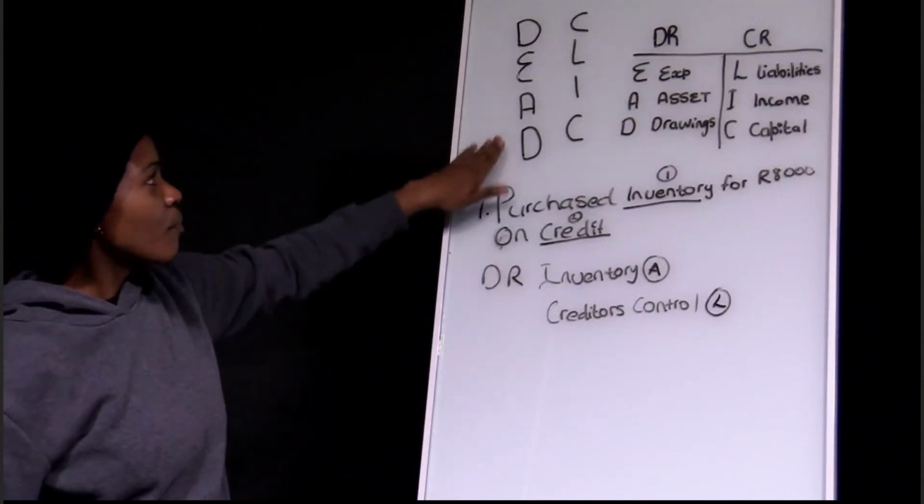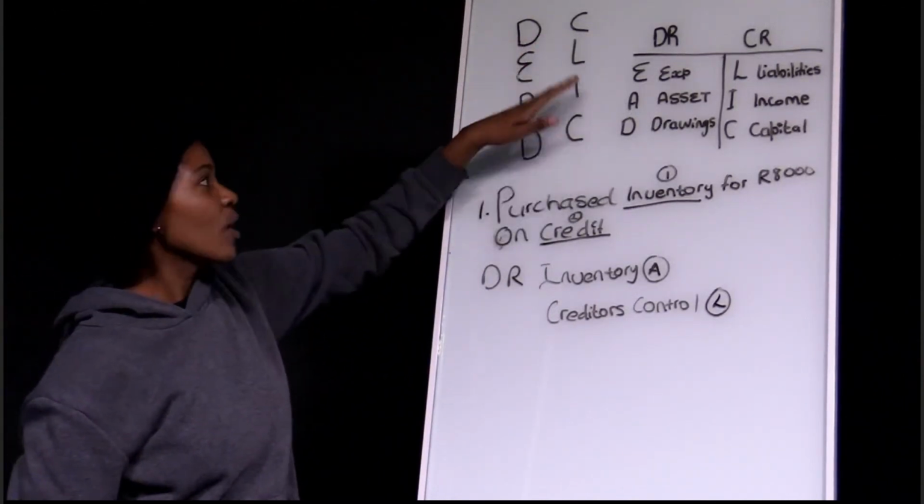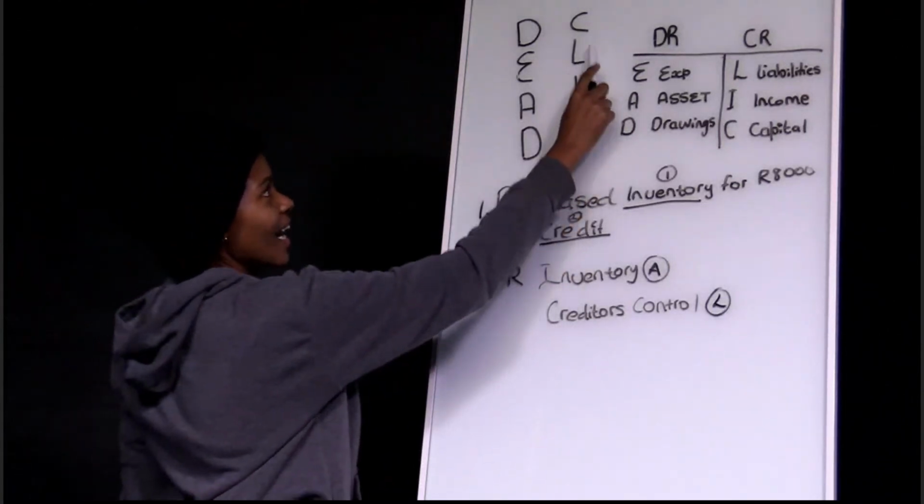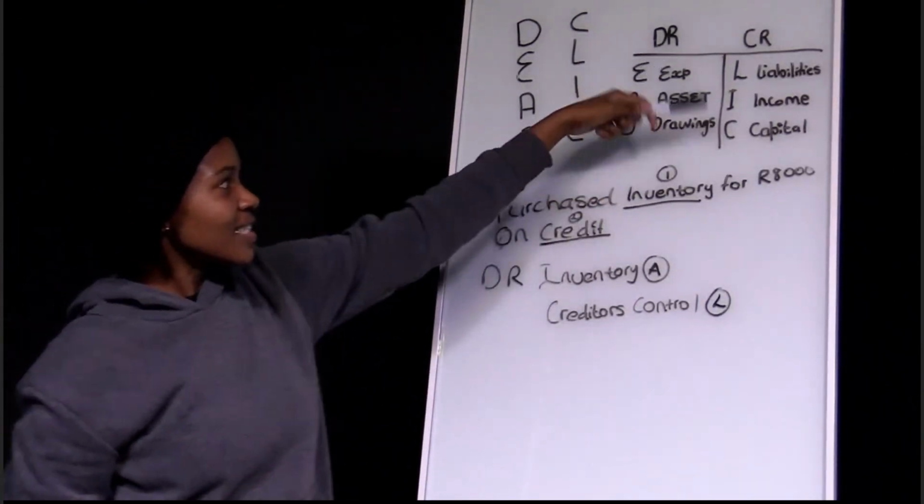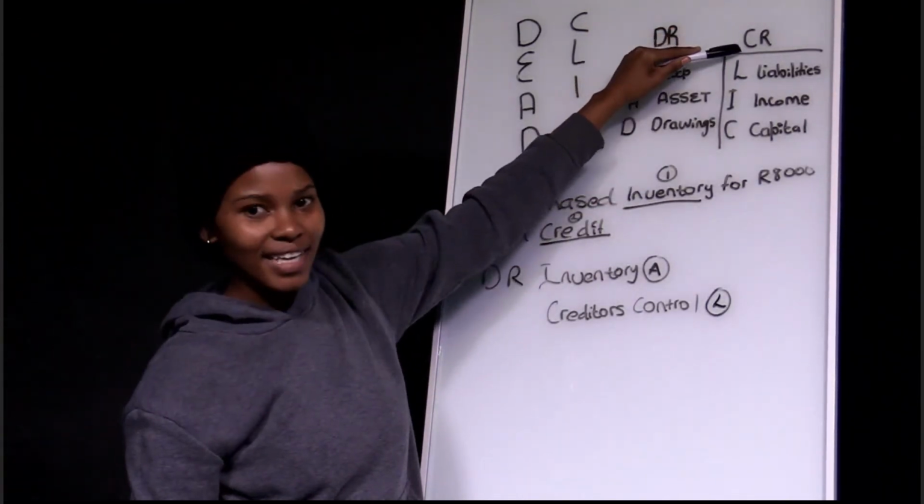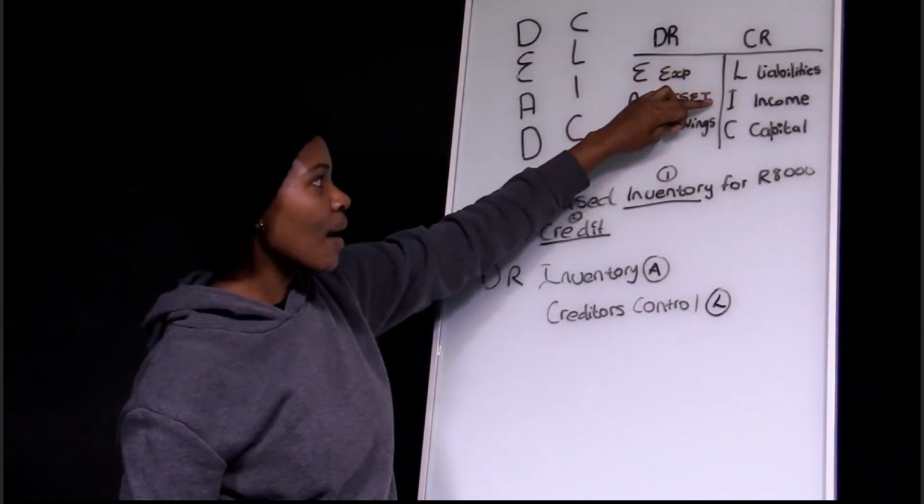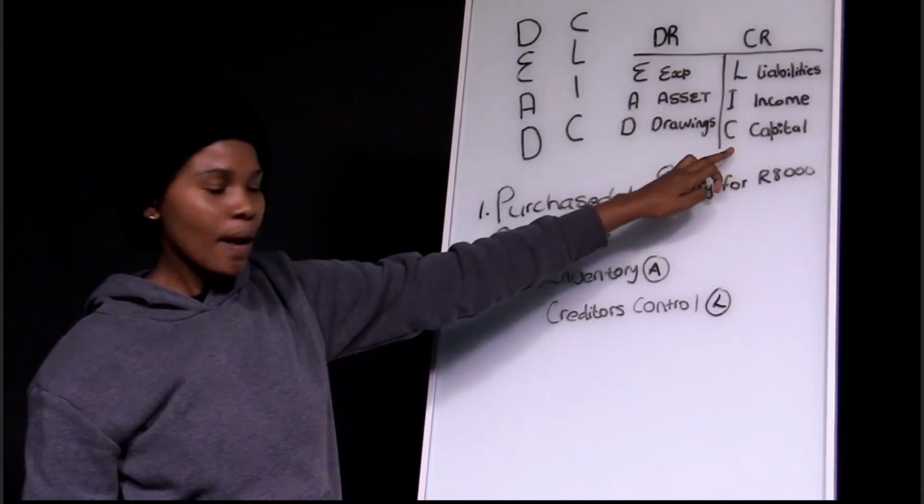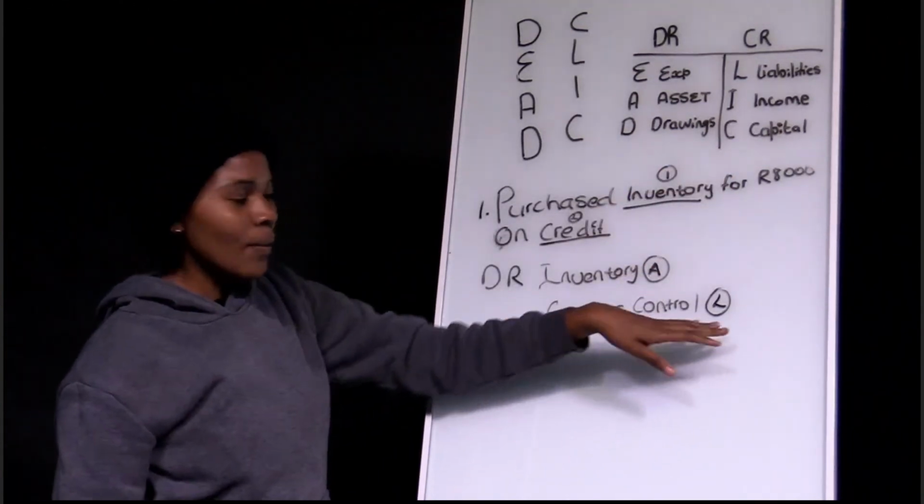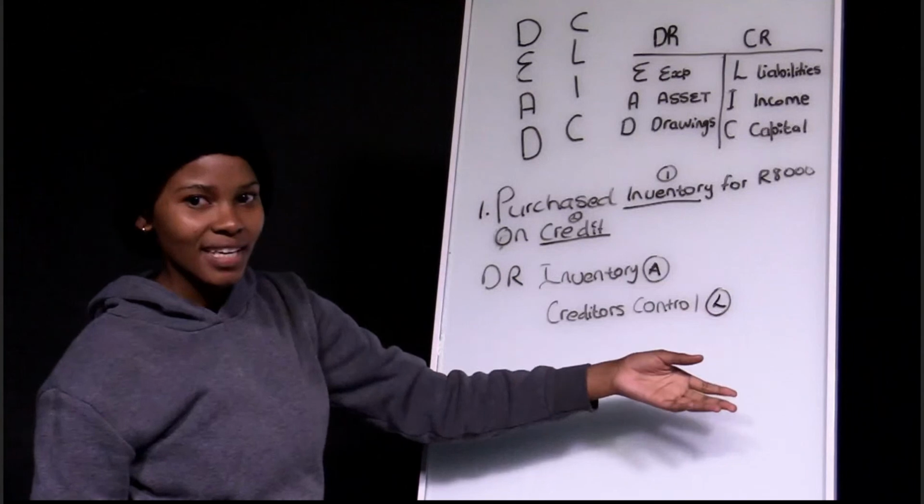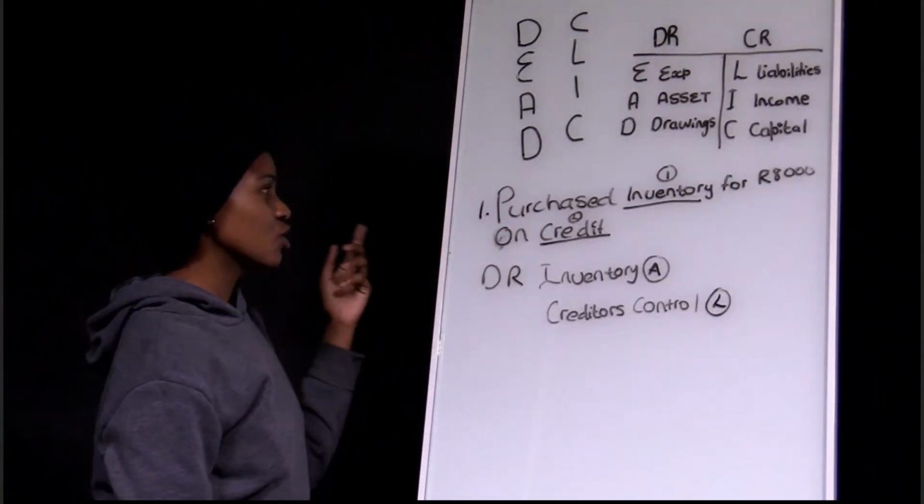Then you go back to your abbreviations, which is DEAD and CLIC. Where do you see L? L is here under CLIC. And what is CLIC telling us? CLIC is telling us that on our credit side, things that increase on a credit side are your liabilities, your income, and your capital. But are our liabilities increasing or decreasing? So let us read the transaction to find out.